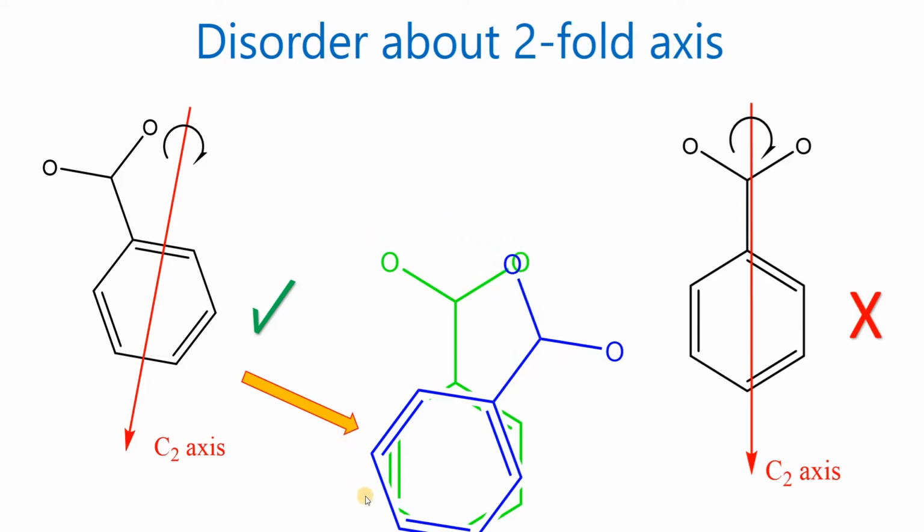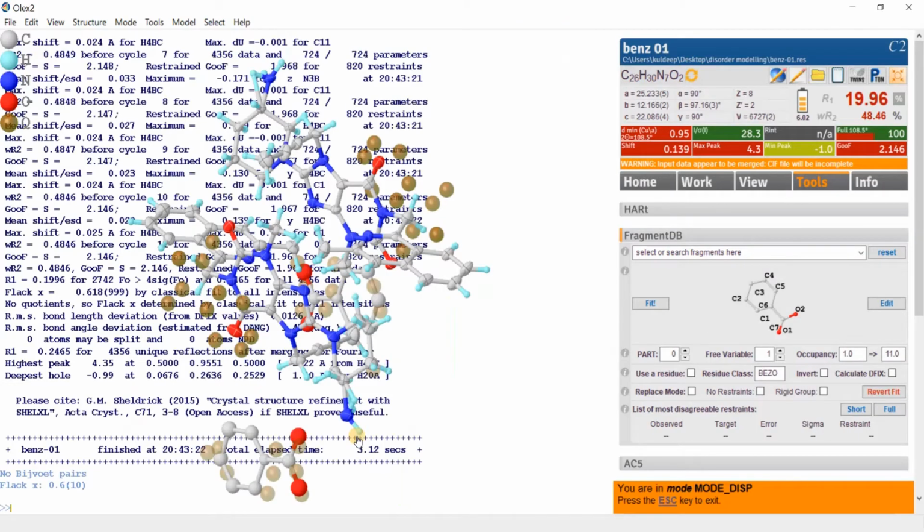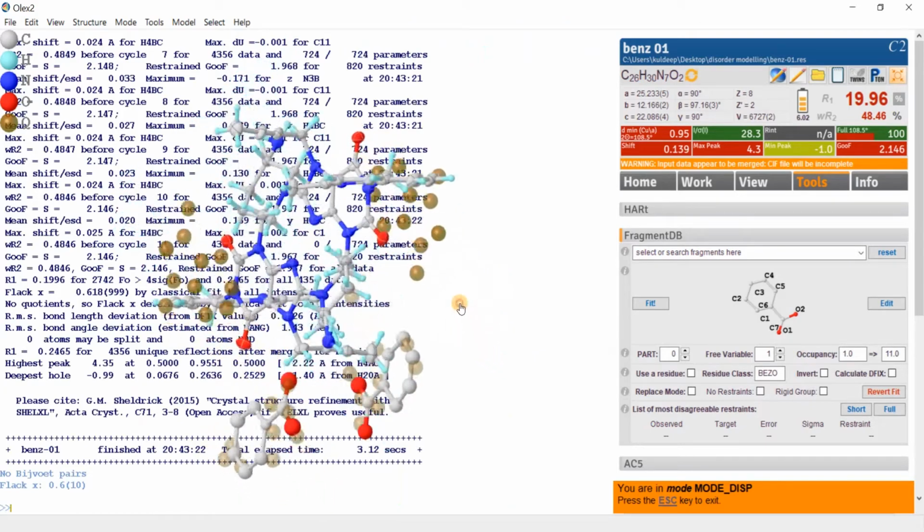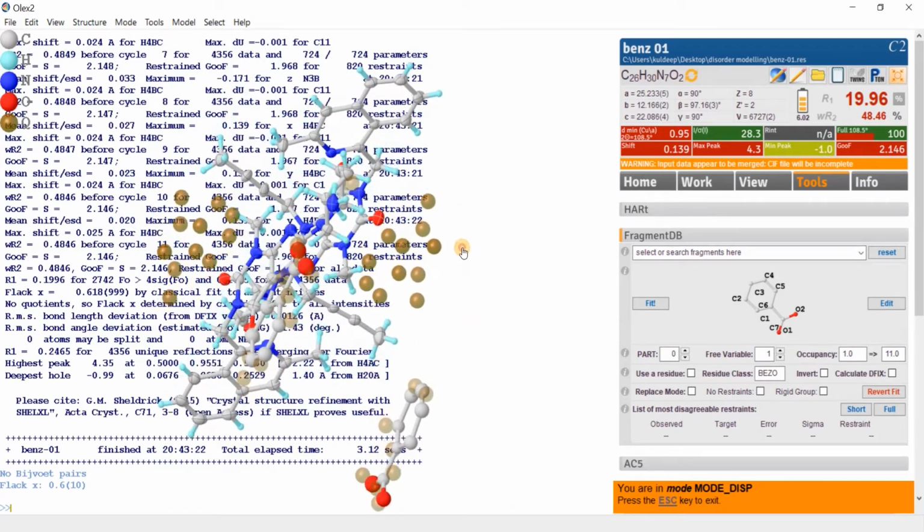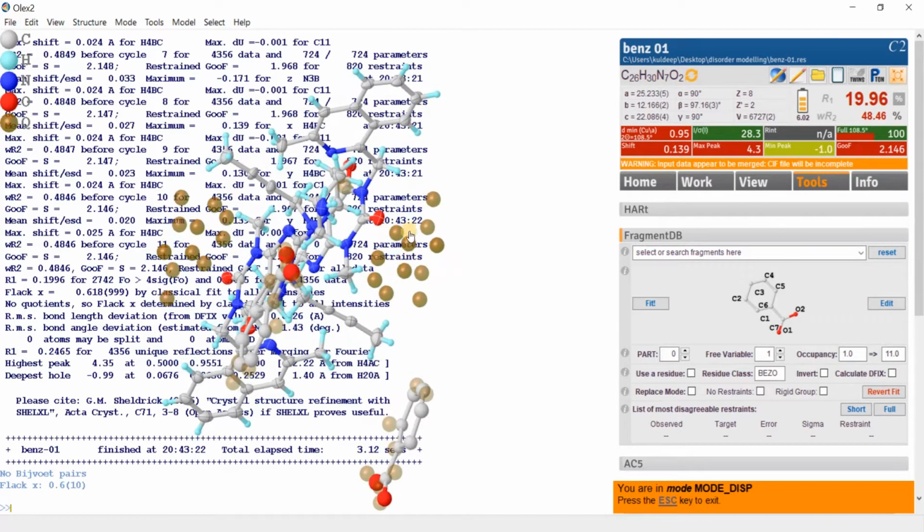This type of structure we are getting from growing the Q peaks. So this is actually the situation. This green oxygen is overlapping on the blue oxygen, and we are getting a strange structure from the Q peaks by the grow command. Let's come back to Olex2, and we are getting this type of strange structure. This is benzene, and if we ignore these two electron densities, this is looking like a benzoate.